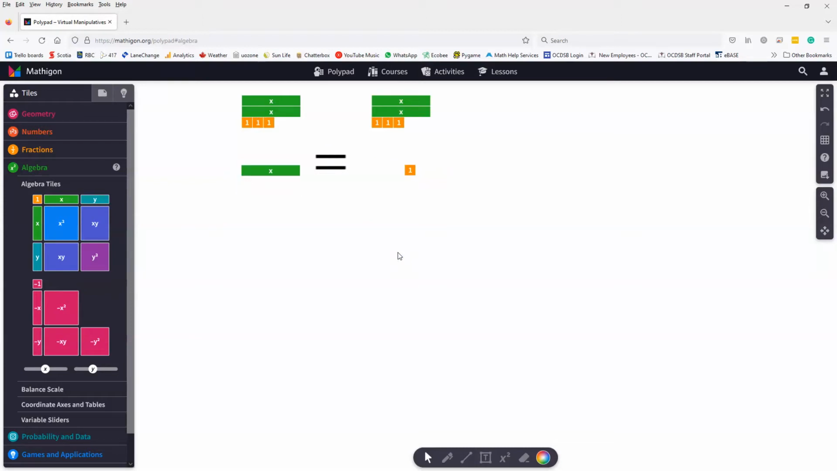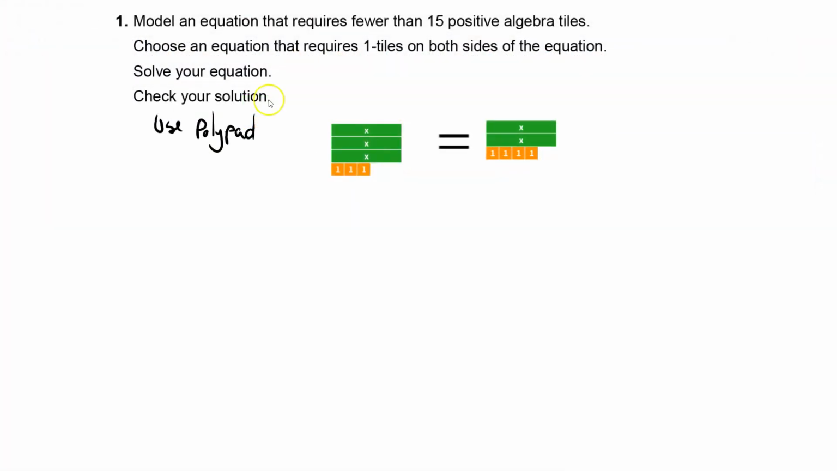Let's see what happens now when we go back and try and solve it algebraically. So I've brought in the graphic that I had from PolyPad. It's showing the equation, and now I'm going to transfer that from a concrete example or a model into a mathematical model or an algebraic model. So here I've got 3 x's, and I've got 3 1's. Here I've got 2 x's, and I've got 4 1's. To write that as an equation now, I have 3x plus 3 is equal to 2x plus 4.